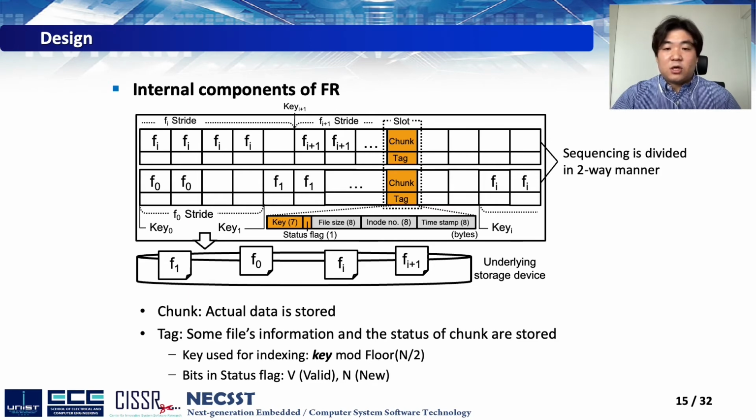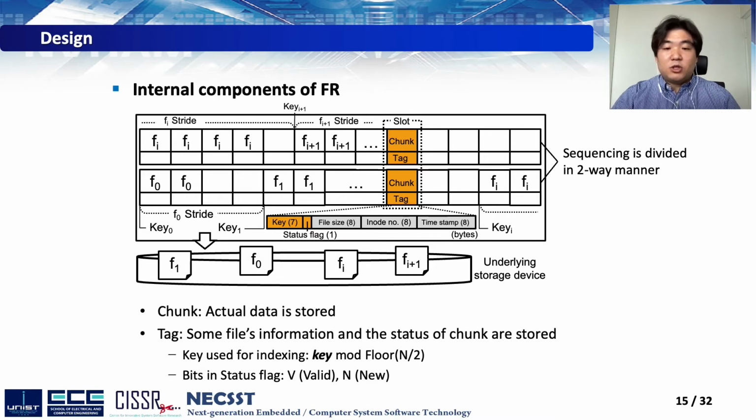You can see that the chunk and tag sequencing is divided in two ways. The reason for this design is to facilitate the processing of the update operation. Additional space is required for the out-of-place update of the operation. In this two-way structure, the space to contain the updating data can be easily accessed. In terms of utilization, you can think that only half of the entire space can be used as the valid area. However, the two-way scheme is designed not only for updating but also for data from other files.